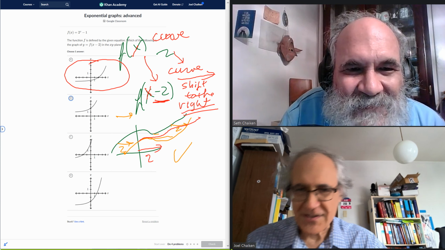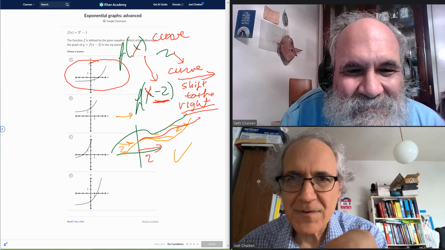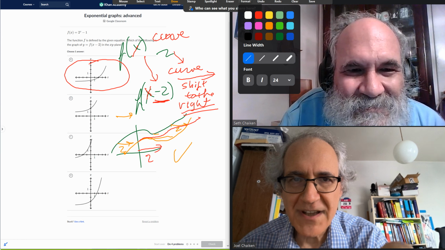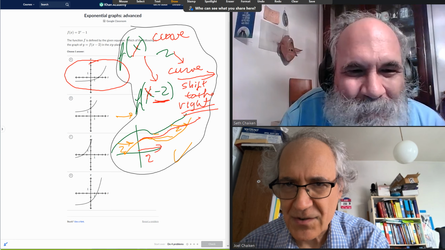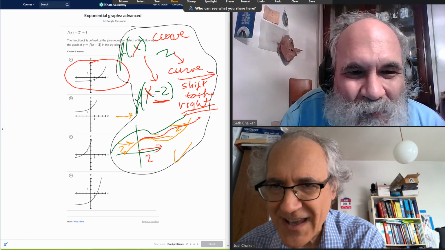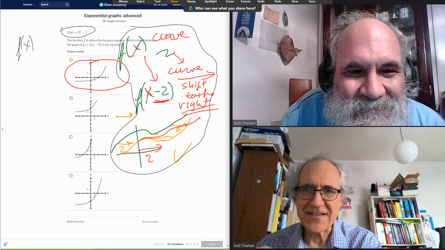Before you go too much into detail, the problem now is we have this thing. What's going on here is what we said here has nothing to do with exponential graphs. Nothing to do. The problem is that they never gave us the graph of f of x. They only told us what f of x is.